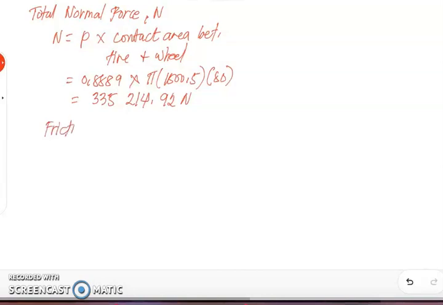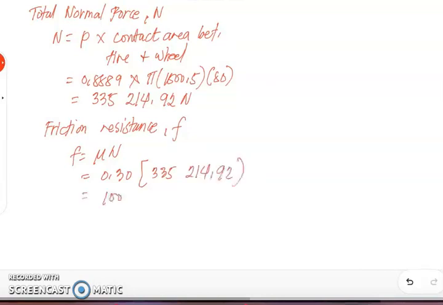And for the friction resistance, our F, that is mu times N. Our mu is given, which is 0.30. Multiply this one to our computed normal force, which is 335,240.92, and it gives us a value of 100,564.48 Newton, or this is 100.56 kilonewton.